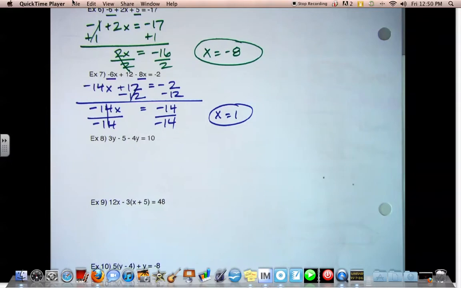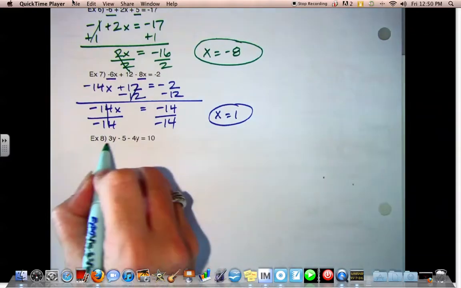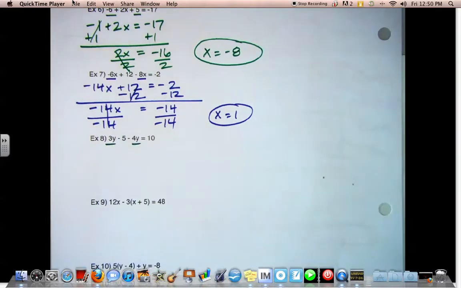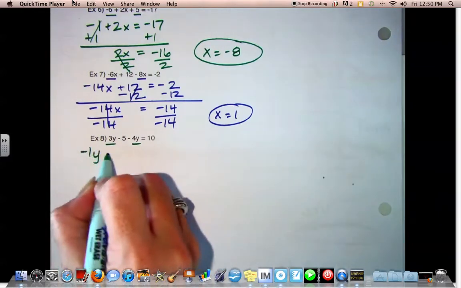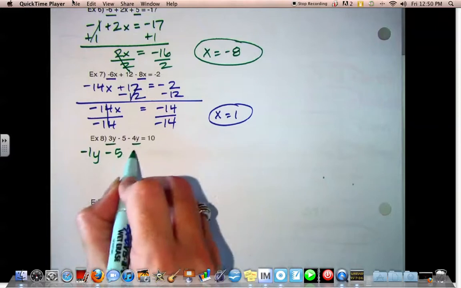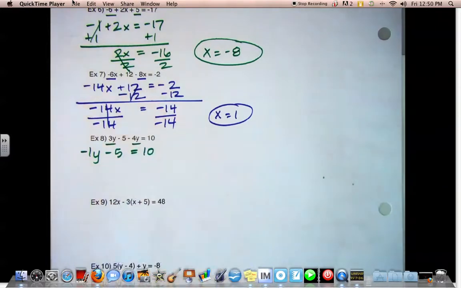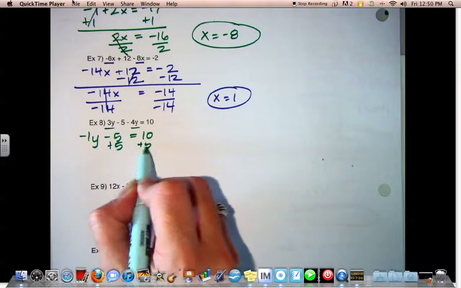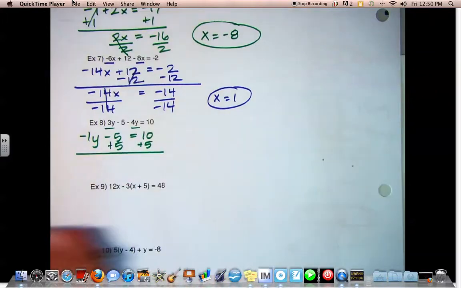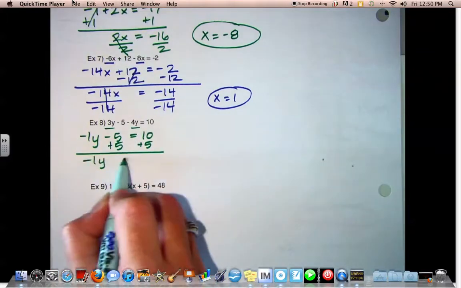Example 8. 3y minus 5 minus 4y equals 10. What are my like terms? 3y and negative 4y. So I have negative 1y minus 5 equals 10. Then you add 5 to both sides. That'd be 15. Then negative 1y equals 15.